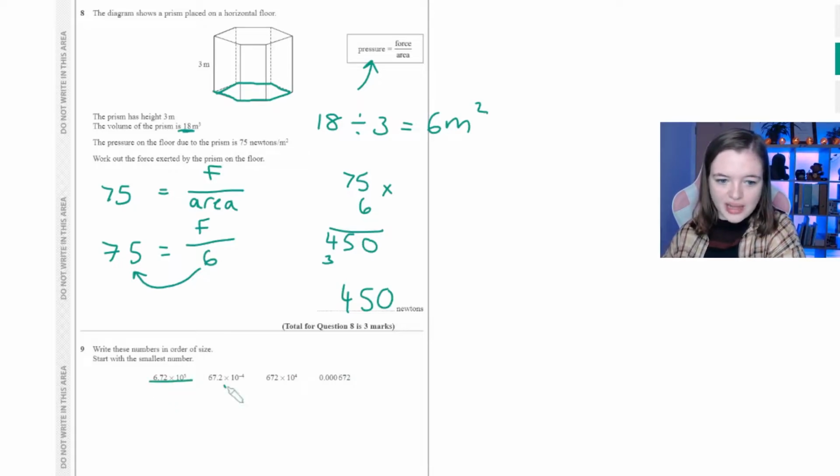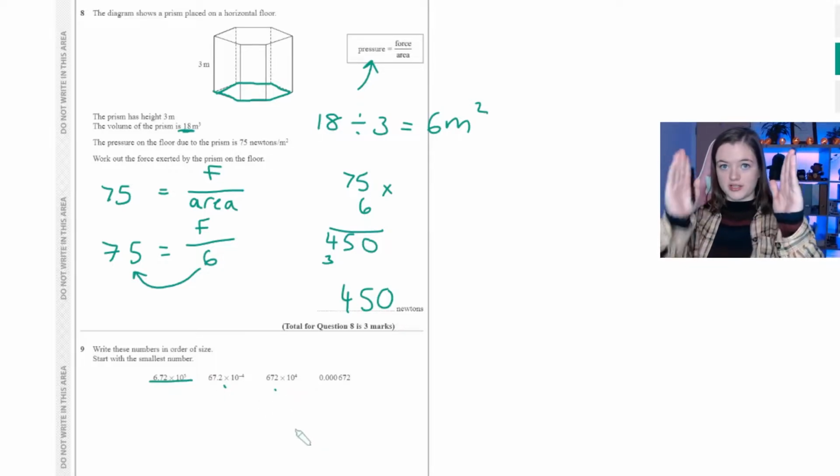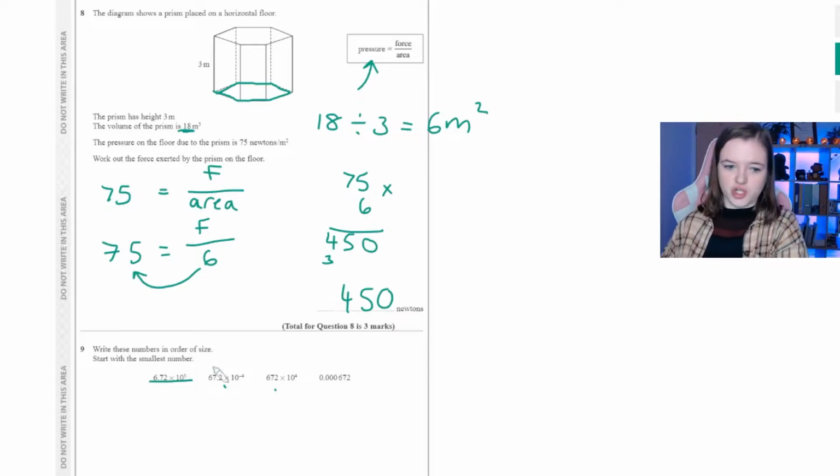Right, so one of these is in standard form. Two of these are in a sort of standard form, but this number is too big for standard form, right? Because standard form has to be between 1 and 10. And these numbers are too big. 672, too big. And this one's just an ordinary number. So I'm going to first off fix these and put that one into standard form and then compare them from there. So let's do that.